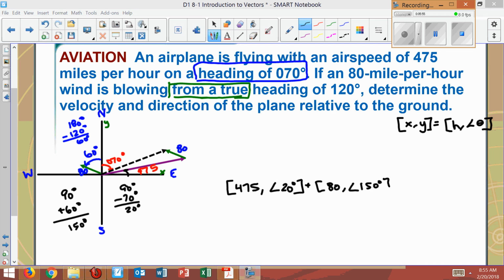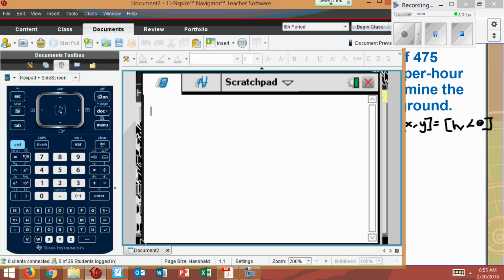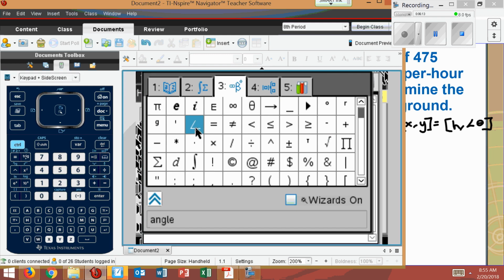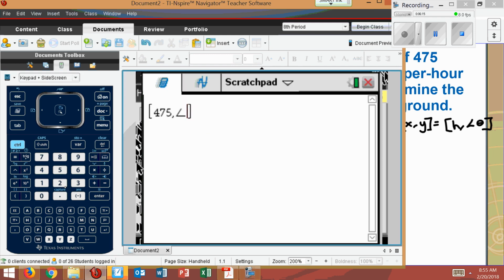Now I could add those in the calculator, and this would give me my exact direction that the plane is heading. Let's go over to the calculator and try it. So I do Control and then the parenthesis button, so it gives me these brackets. We were traveling 475 miles per hour, so 475, you do comma. The angle button is here with the book, so you hit that. And the first angle we found out was 20 degrees.